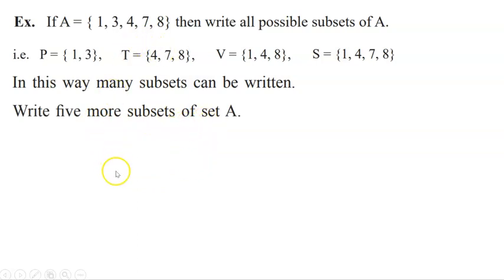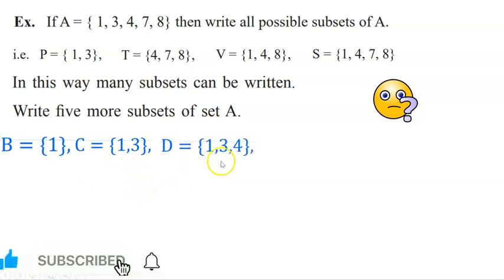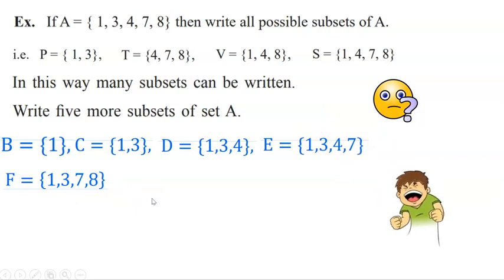आता A चे आपल्याला अजून 5 सबसेट लिहिता येतील. तर ते कसे लिहायचे? Now we'll see this here. B is equal to 1 या प्रकारे लिहिता येईल. C is equal to, in curly brackets, 1 3. D is equal to, in curly brackets, 1 3 4. E is equal to, in curly brackets, 1 3 4 7. F is equal to, in curly brackets, 1 3 7 8. Okay, and in this way we have written the 5 subsets of A.